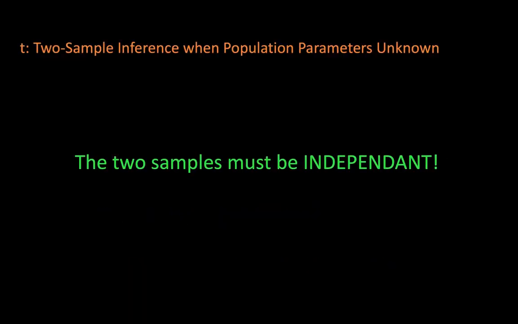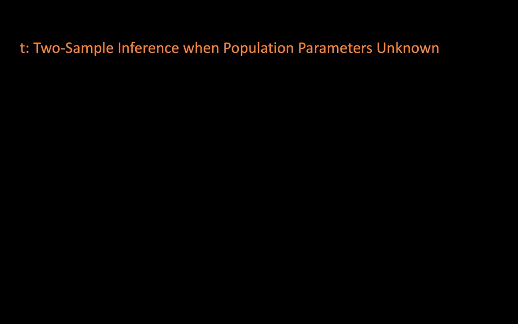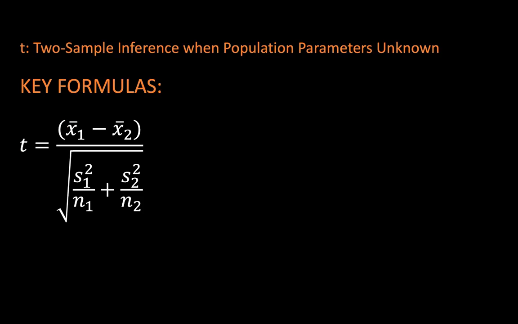So the two samples must be independent of each other. That's one caveat. So some key formulas. We have that the t-score is equal to the data from the first sample minus the data from the second sample over the standard error. We have a modified standard error: the sample standard deviation of the first sample squared over the sample size of the first sample, plus the standard deviation of the second sample squared over the sample size of the second sample, and all that is under a square root.